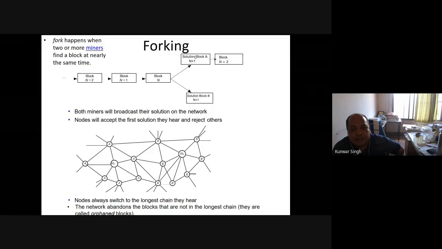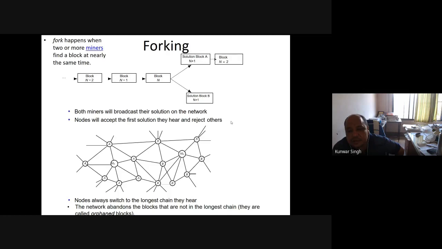Now both persons have solved the puzzle at the same time. So what will they do? They know the rule: you have to broadcast your solution on the network. So both miners will broadcast their solution on the network. Another rule is that the nodes will accept the first solution they hear and reject the others.